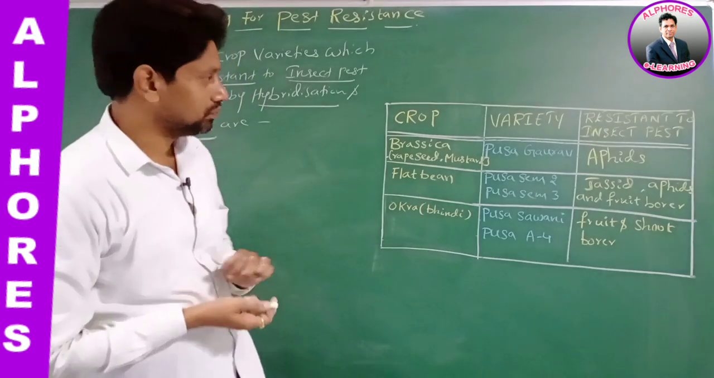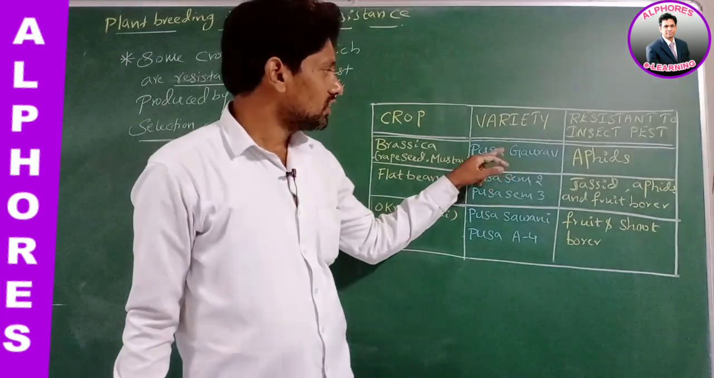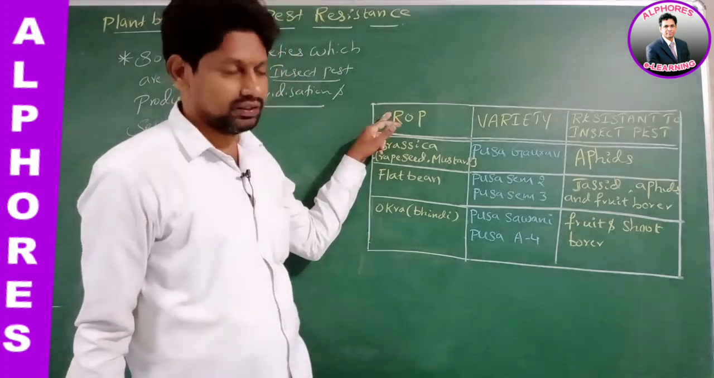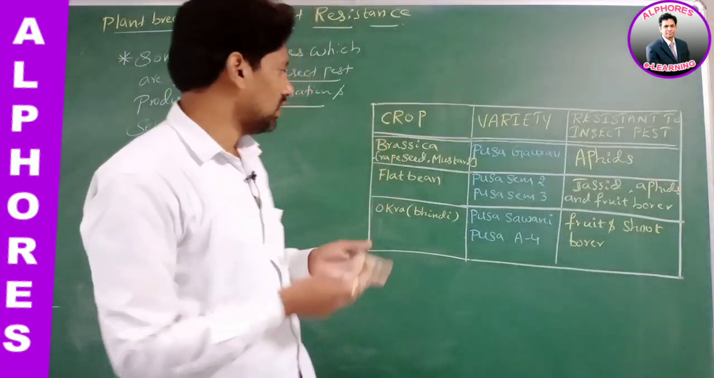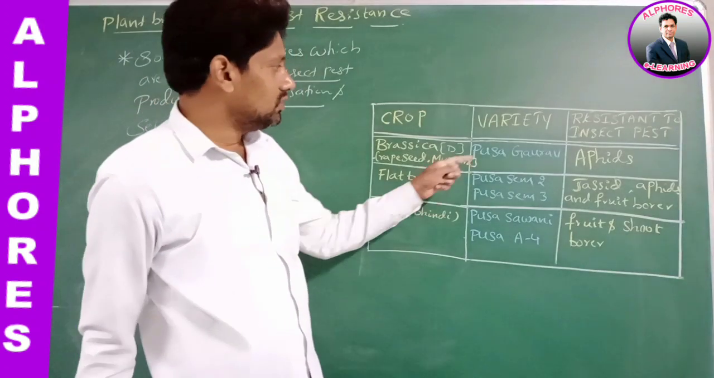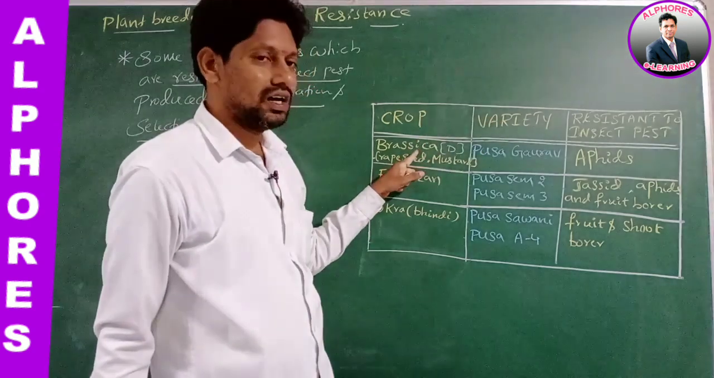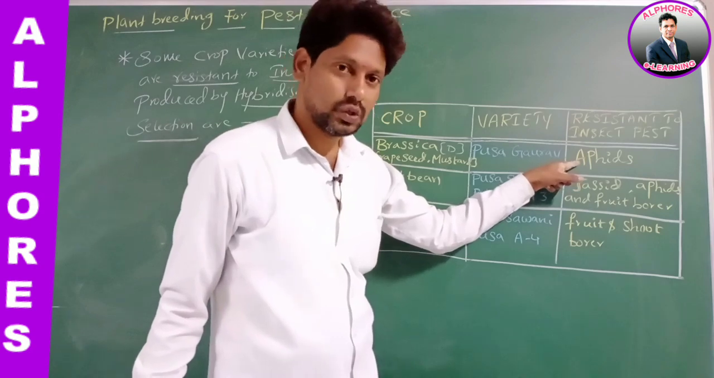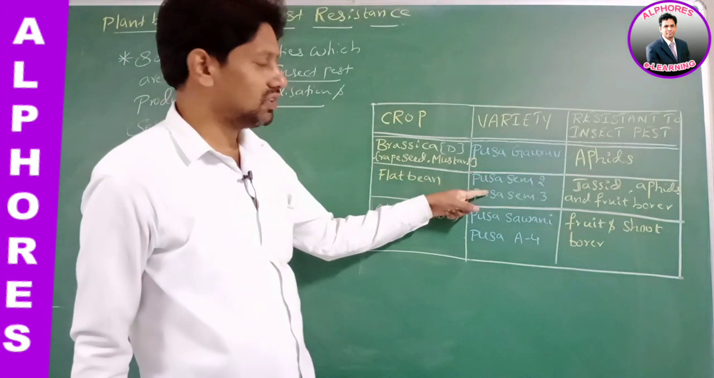Now go for the first one. Pusa Gaurav. What is Pusa Gaurav? Pusa Gaurav is a variety of brassica crop. I already told you, brassica is a dicot. This Pusa Gaurav variety of brassica is resistant to which pest, sir? Aphids. Is it okay?